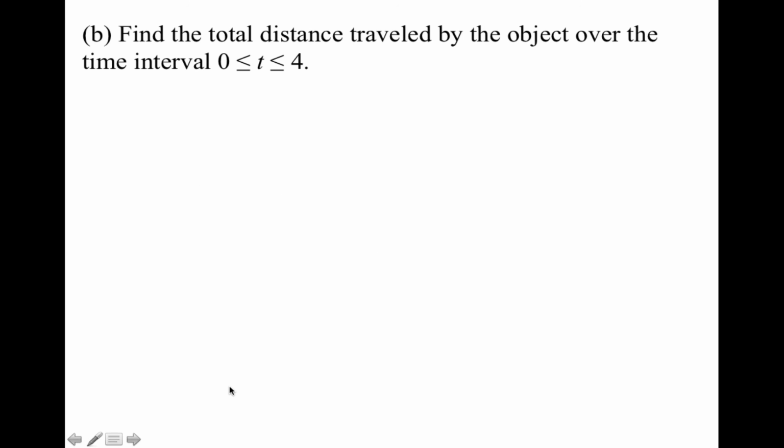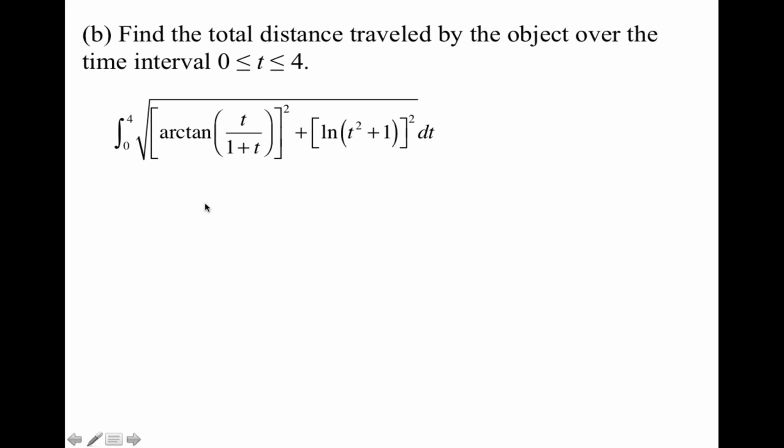All right, for part B, it says find the total distance traveled by the object over the time interval from 0 to 4. So that means I'm going to integrate my speed from 0 to 4, and this is something you would use your calculator for, and you would get 6.423.